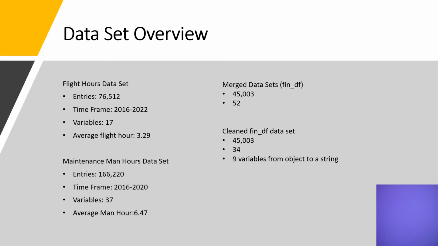These 2 data sets were merged together to create the FIN data set, FIN_DF, which stands for the final data set. It was merged on the BUNO and on the date, which created a much smaller data set with only 45,003 entries, but increased in variables to 52 variables. Upon cleaning the data, the final data set resulted in 45,003 entries and only 34 variables. And 9 of those variables were changed from object type to string.